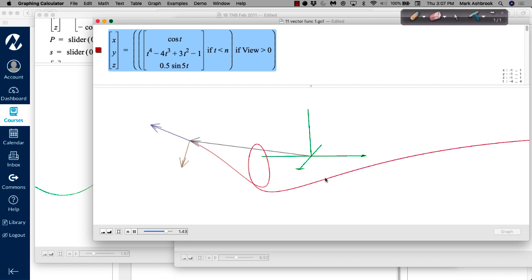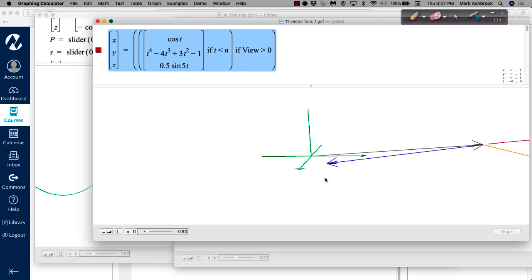And that's like speed. All right, so now what about this orange vector? That's orthogonal. Is it orthogonal? Is it the unit normal?